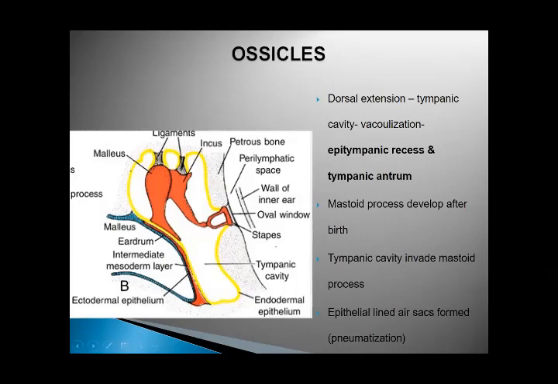ये जो tympanic cavity है, middle ear cavity, this extends into the mastoid process. Mastoid process में भी air cells होते हैं. These air cells, once they develop after birth, trap air into them. That is called the process of pneumatization.